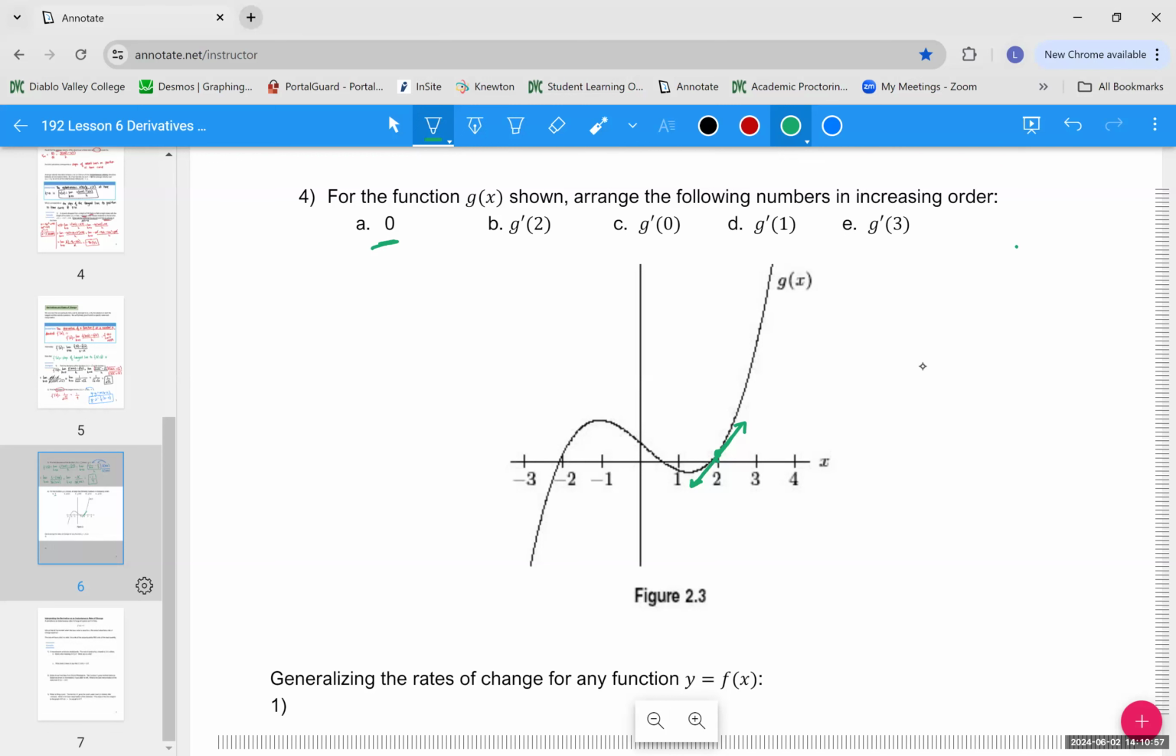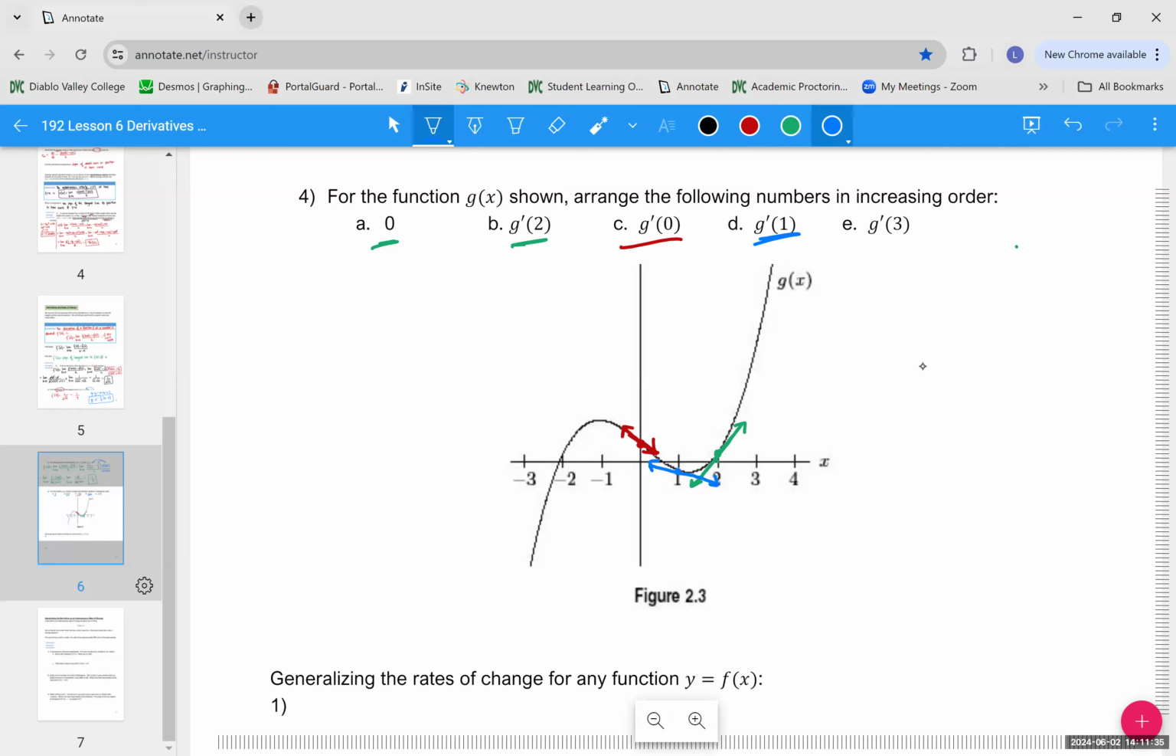Let's look at the others. So that was this one. Let's see about g prime of 0. So here's where g of 0 is. And if I look at that tangent line slope, well, now that's negative. So this one is definitely going to be less than 0. G prime of 1. That looks to be maybe a little bit less steep than the g prime of 0. I realize we're kind of eyeballing here, but this one to me seems like it's less steep, which would make it less negative and therefore a little bit bigger.